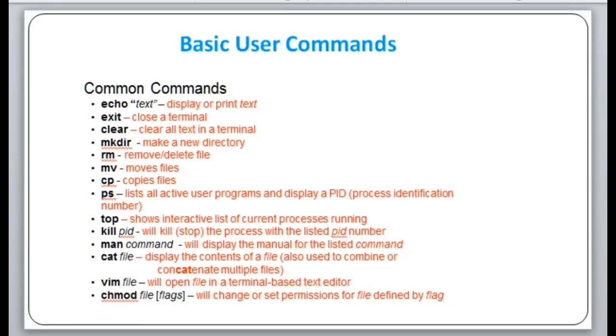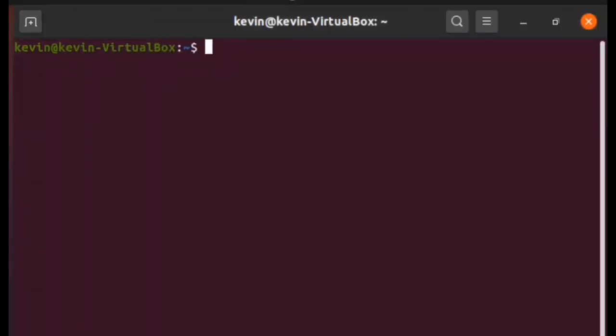Let's go ahead and demo some of these commands here. So we're going to open our VirtualBox. Go ahead and open it with me. And first one here, we're just going to test out echo. So to use the echo command, we do E-C-H-O. Oops. There we go. E-C-H-O space, double quotation mark.